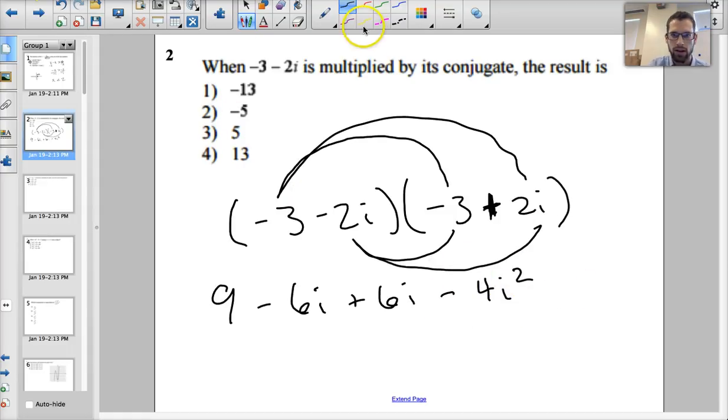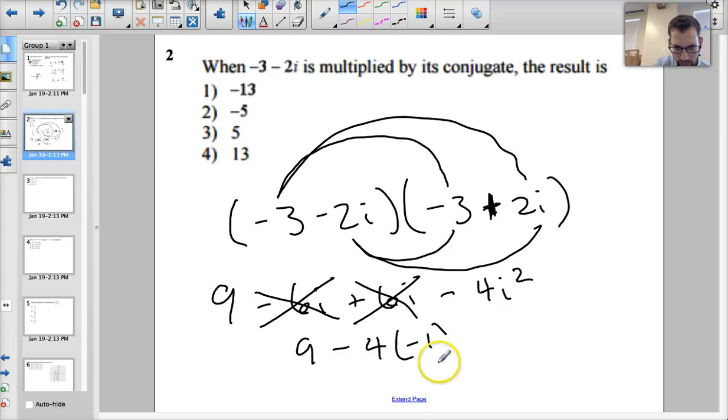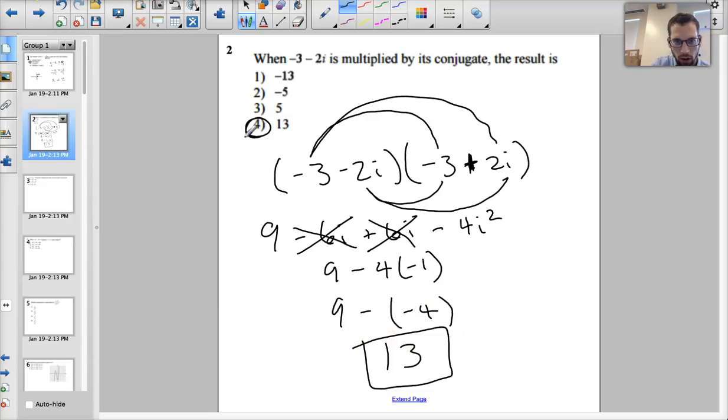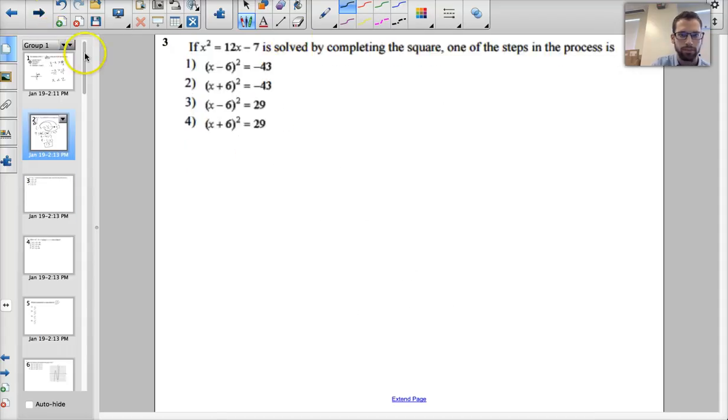I know that i squared is equal to negative 1. So when I cancel out these middle terms here, which they will, I'm going to rewrite this as 9 minus 4 times negative 1, which will be the same thing as 9 minus negative 4, which is the same thing as 9 plus 4, which is 13. And you could have, again, just plugged all of that into your calculator.